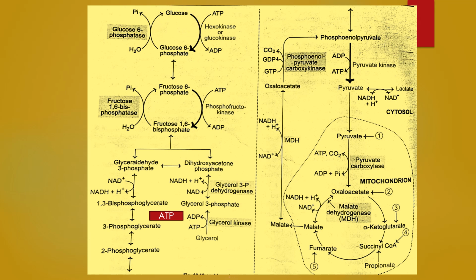Then we will see further how propionic acid is involved in the synthesis of glucose, because propionic acid is the end product of odd chain fatty acid beta oxidation. We'll see it clearly there.